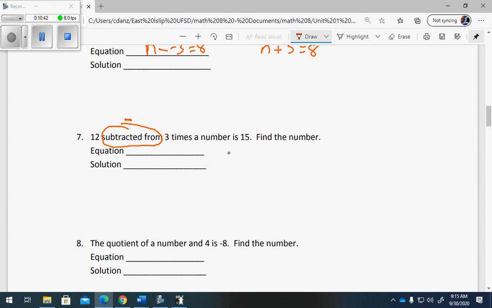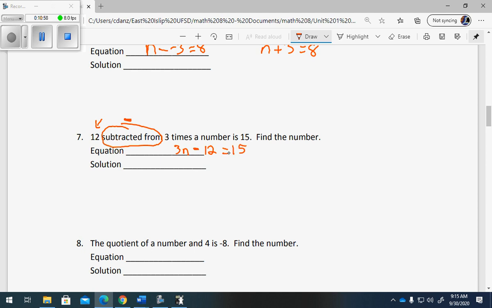This is real important, subtracted from. Okay, we know we have to subtract, but we're subtracting 12 from something. So when I write this, the 12 is after the minus sign. I have to do 3 times the number first and then subtract 12. And the result is 15.